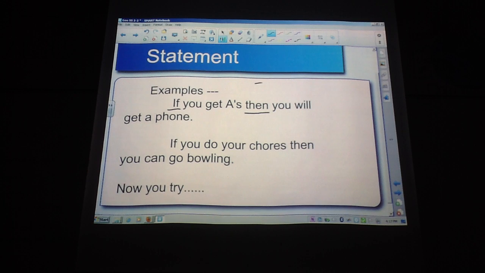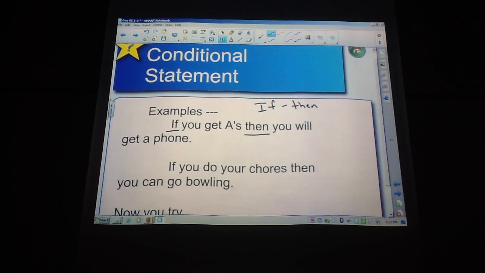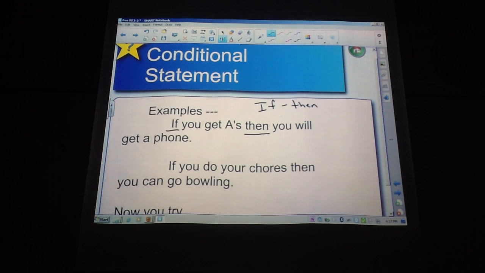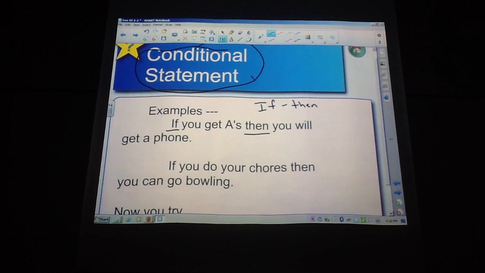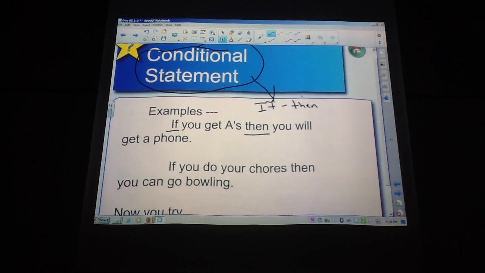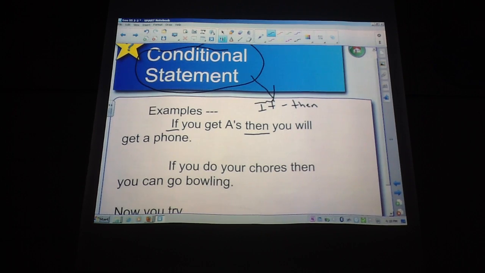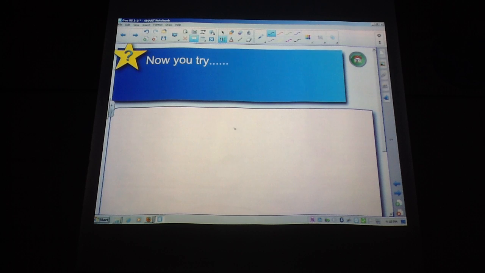So the if-then statements is just another name for conditional statements. Or I should say that probably backwards. Conditional statements is just if-then statements. Okay? Alright, let's move on here.